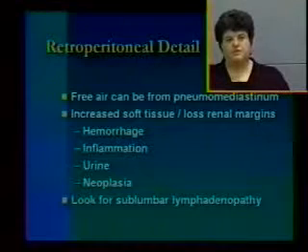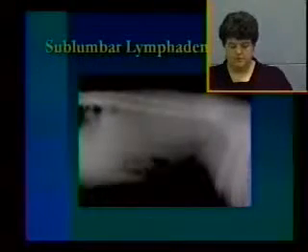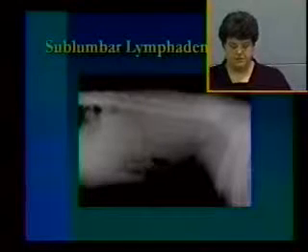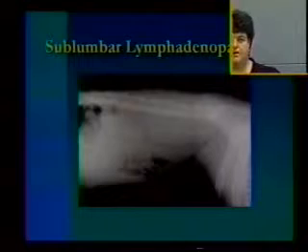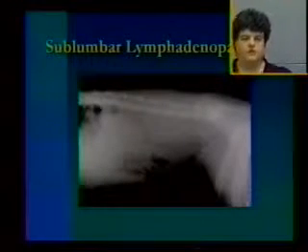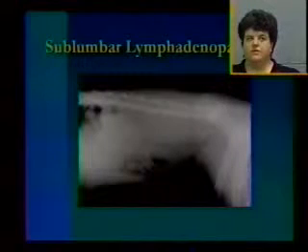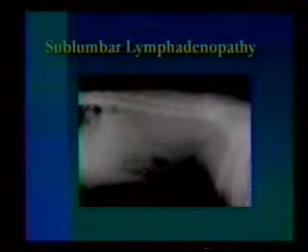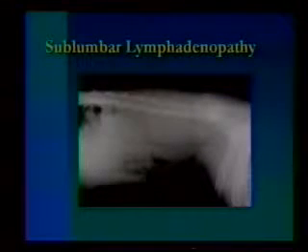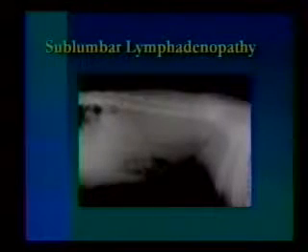The other thing you have to remember to do is to look for sublumbar lymphadenopathy. So just to remind you, the retroperitoneal space is everything under the lumbar spine. And you can see that this animal has increased opacity in his sublumbar musculature, and an increased opacity in his sublumbar region, especially caudally. And these are actually very enlarged lymph nodes in a dog with lymphoma.